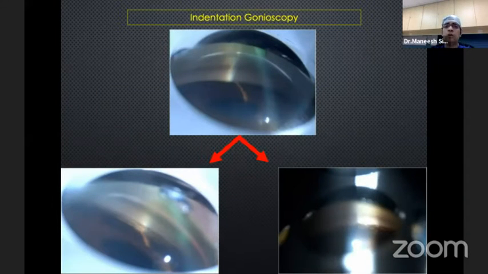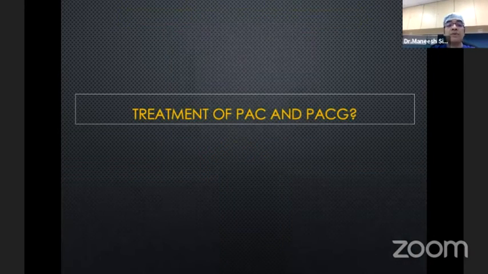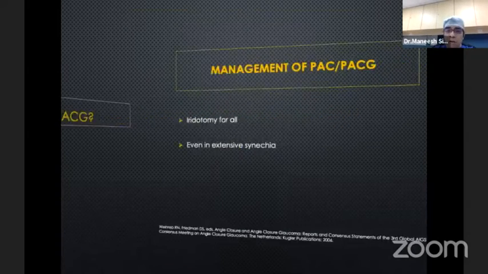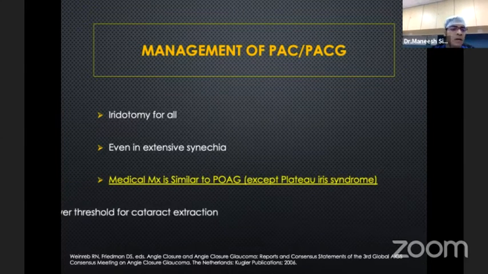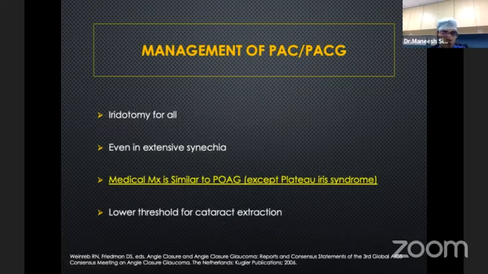It is very important to learn indentation gonioscopy because here you can differentiate an appositional from a synechial closure. And as we have discussed, the presence or absence of synechiae is extremely important for classifying your patients. Treatment of PAC or PACG is more straightforward. Iridotomy is needed for all patients, even if you have extensive synechiae. Medical management is similar to primary open angle glaucoma, except in plateau iris syndrome, where we will be considering and using pilocarpine. And definitely, we have a lower threshold for cataract extraction.